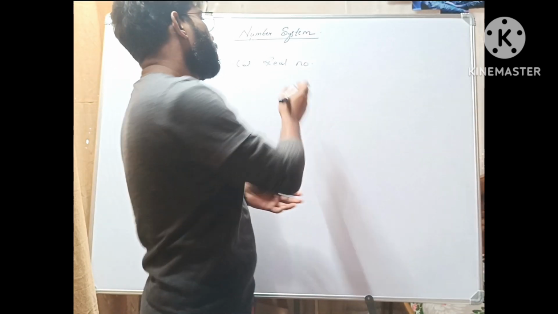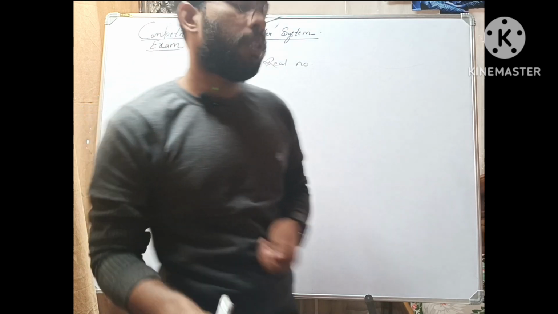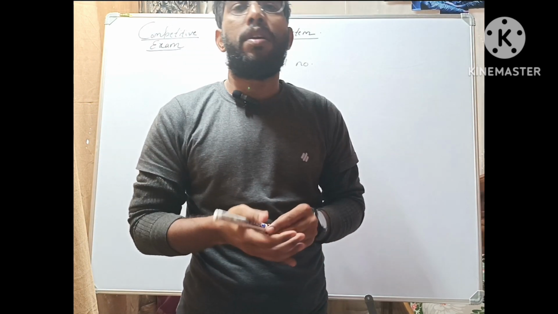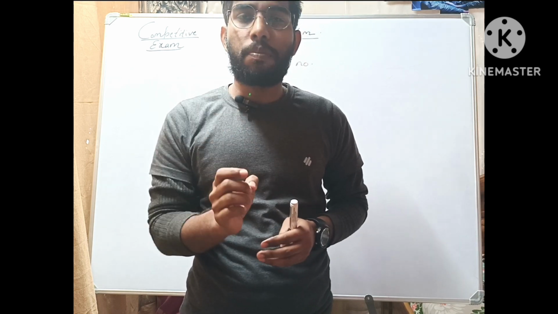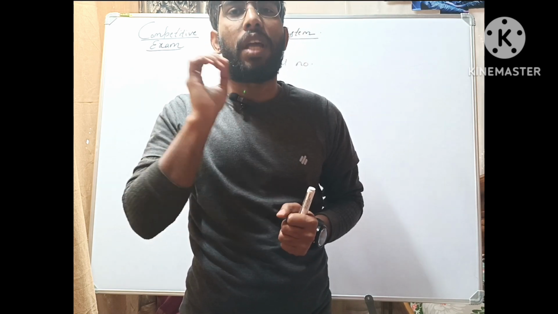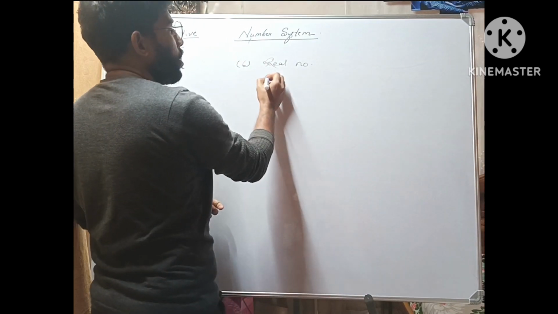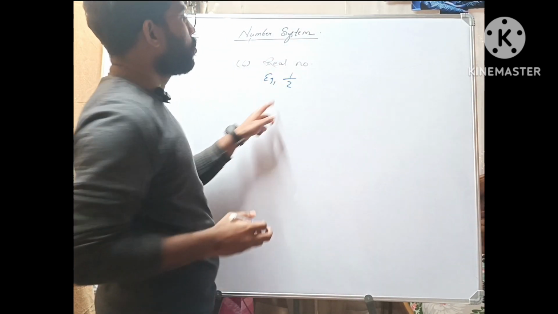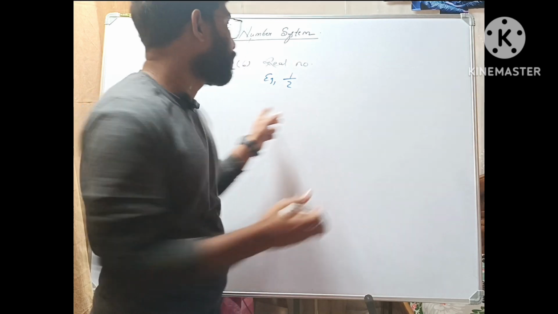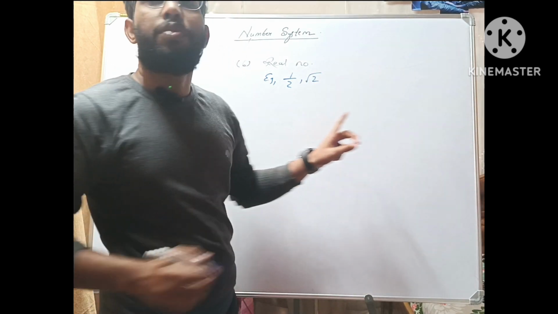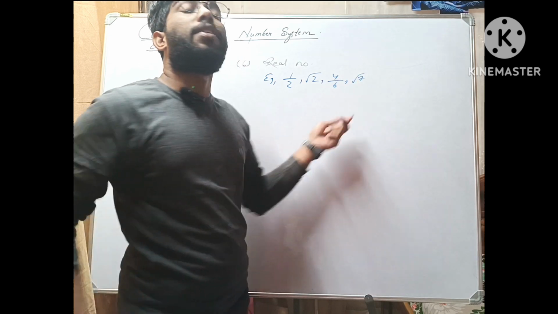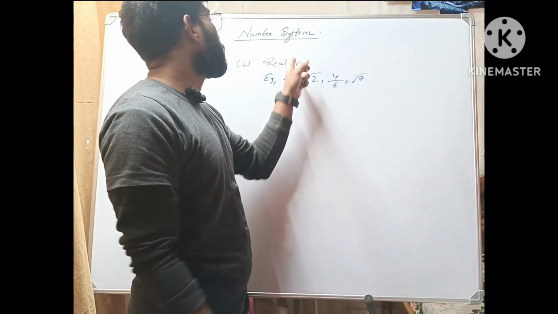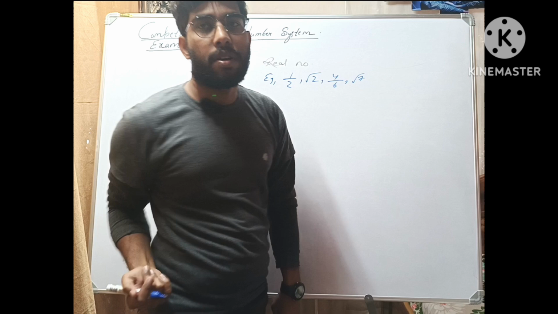Next, real number. Now let's see real number. Real number is a combination of both rational and irrational numbers. Just an example: 1 by 2 is a rational number. Root 2 is an irrational number. 4 by 6 is a rational number. Root 7 is an irrational number. So the combination of all these numbers comes under real number.